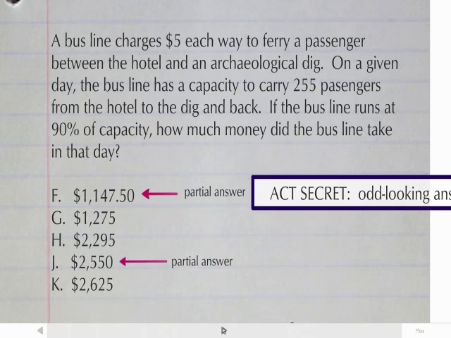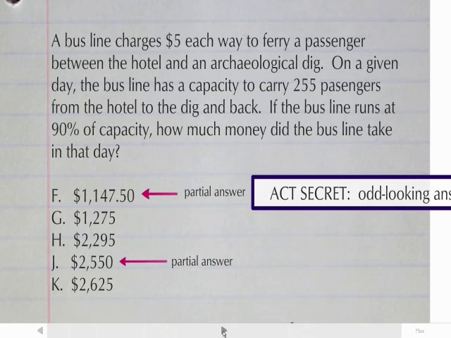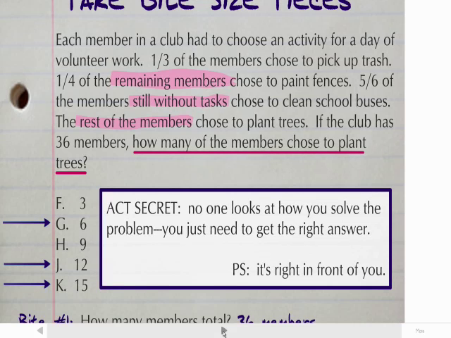Notice that F is an odd-looking answer. And here's that ACT secret again. Odd-looking answers are never the answer. This holds true for all questions and all tests in the ACT. One way to solve long problems such as this is to take bite-sized pieces.